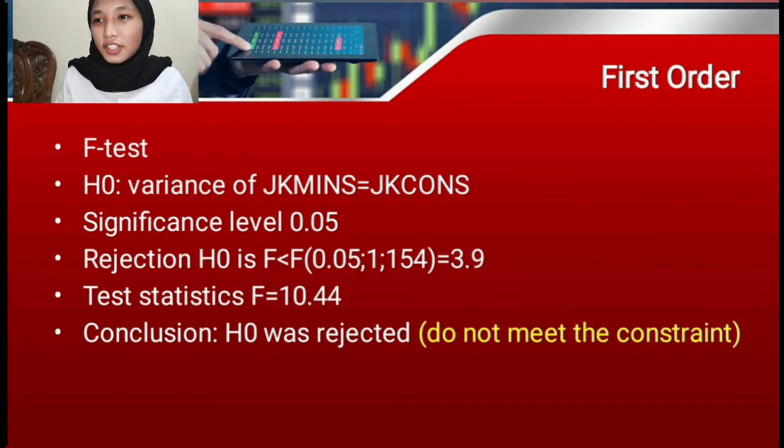Then we test the variance with the F-test, with the null hypothesis that the variance of JKMING is equal to JKCONS, and the test statistic or F value is 10.45. So we can conclude that H0 was rejected, which can be interpreted as not meeting the constraint of the first order criteria. And then after that we can go to the second order rule.